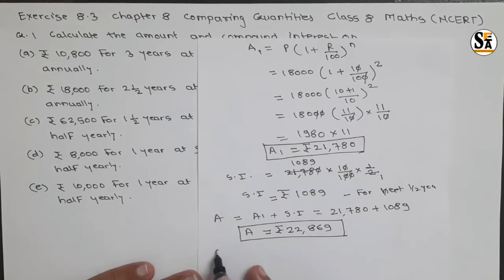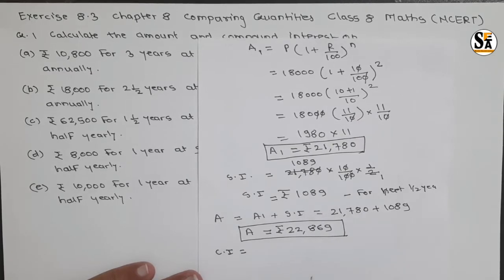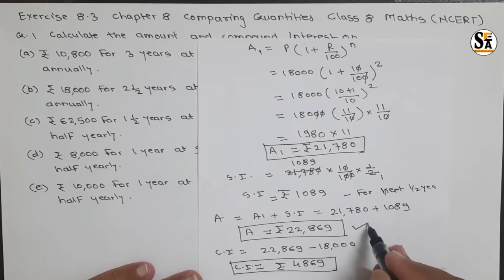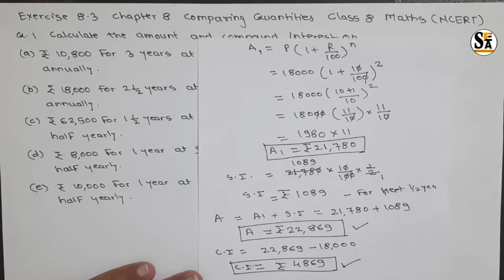And what will be the CI interest? CI interest will be the total amount to pay, 22,869, minus the principal amount, 18,000. If we subtract, we get rupees 4,869. So these are our two answers. This is the first answer and this is the second answer.